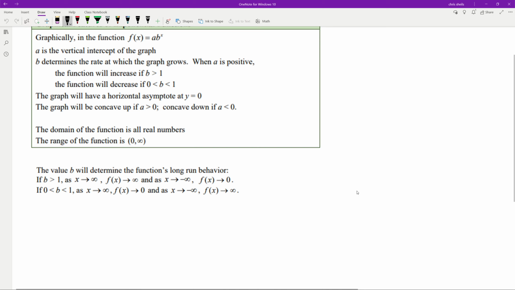If b is greater than 1, then as x approaches infinity, f of x also approaches infinity. And as x approaches negative infinity, f of x approaches 0. If b is between 0 and 1, then as x approaches infinity, f of x approaches 0. And as x approaches negative infinity, f of x approaches infinity. This is similar to what we looked at previously.